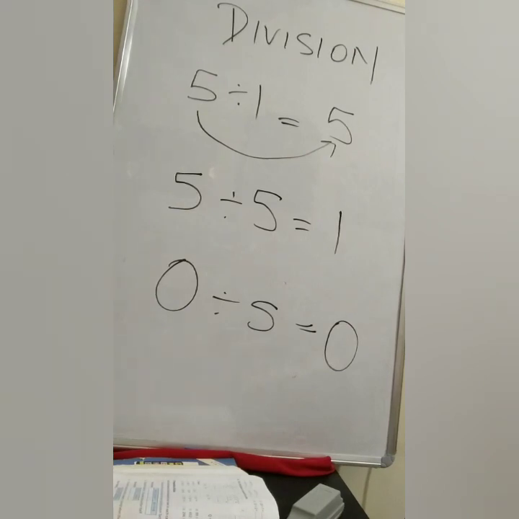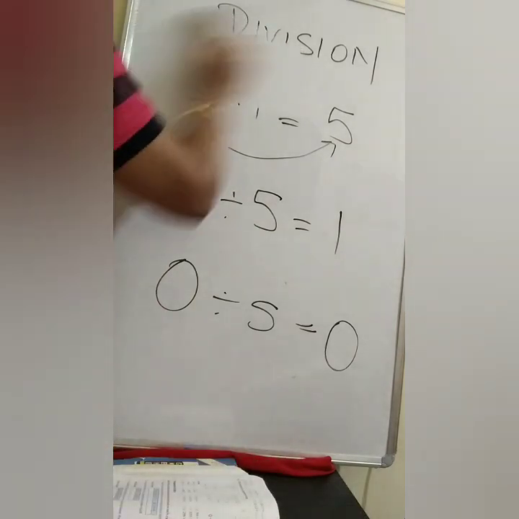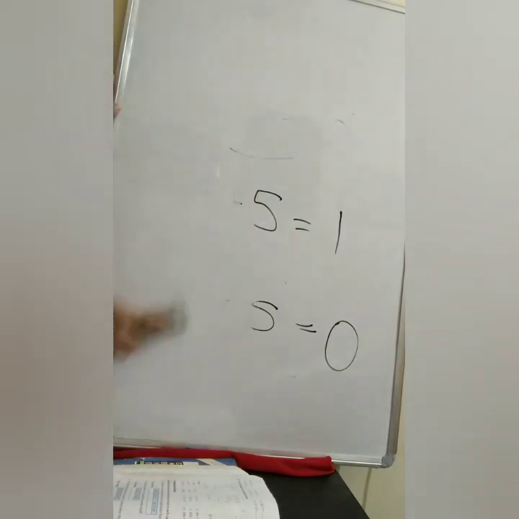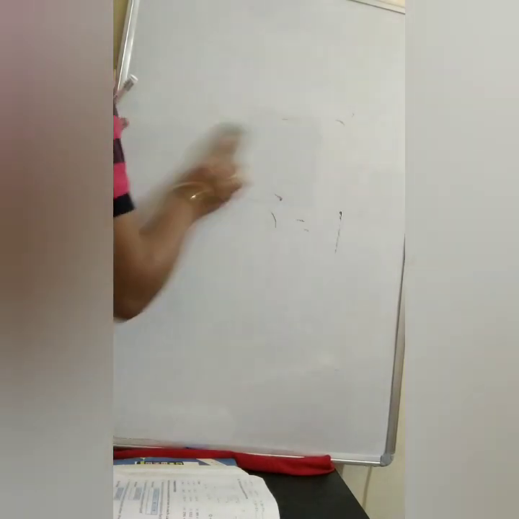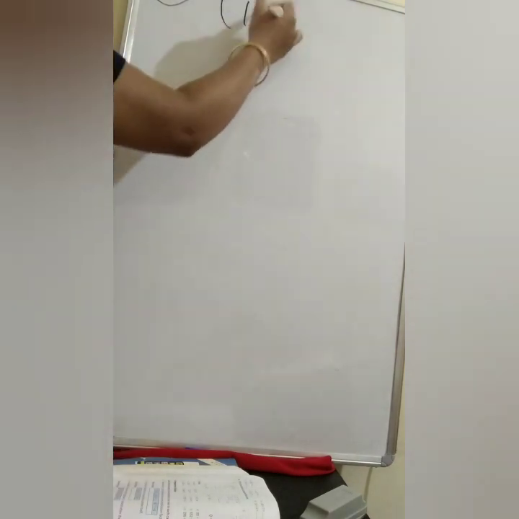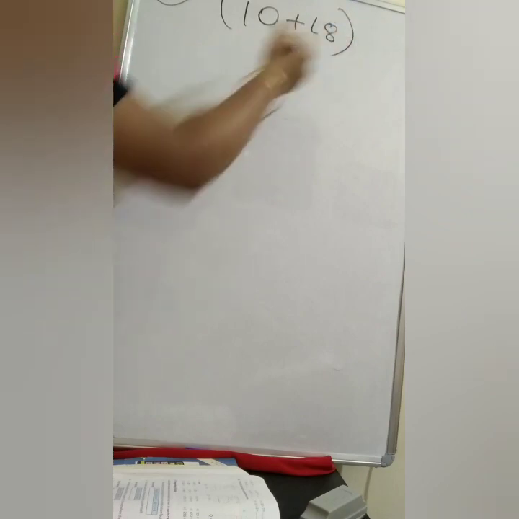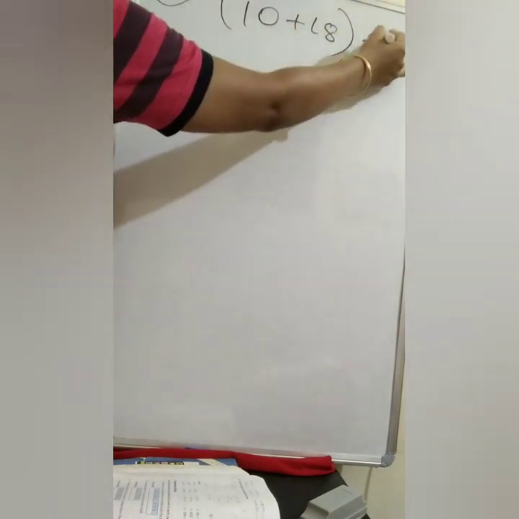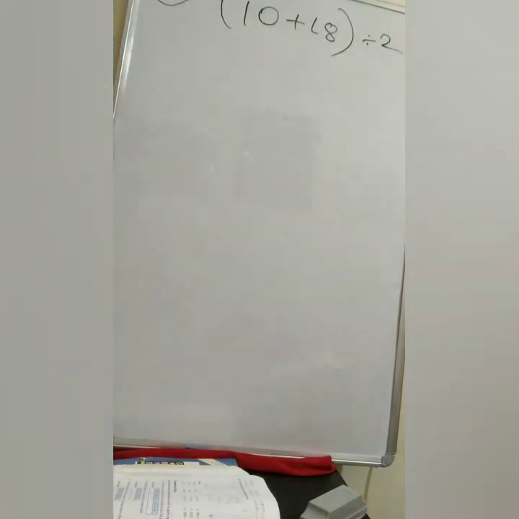is the distributive property of division over addition. It's given in your book. Everybody look into your book. You can see the fifth property, which says distributive property of division over addition. It's given on page number 46. Let's see if the question comes like 10 plus 18 divided by 2. So what does this word distributive mean?